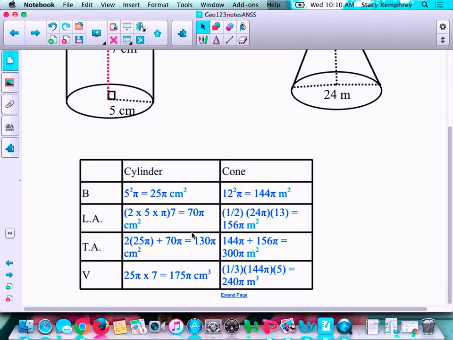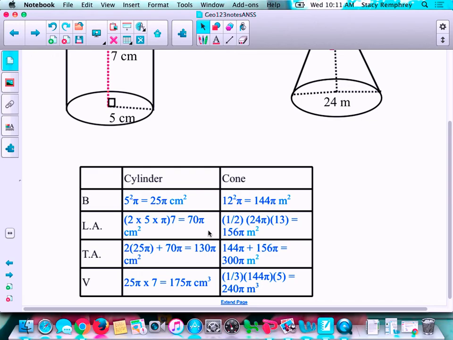All right, here are the answers. For the cylinder, area of the base, pi r squared. Lateral area, this is the circumference, 2 pi radius, times the height, which was 7. So the lateral area is 70 pi centimeters squared. The total area is 2 area of the bases plus the lateral area, and the volume is the area of the base times the height.